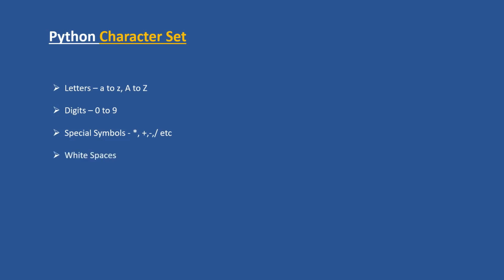Then we have white spaces. White spaces include one white space, tab space, and new line. All this comes under the white space category. And then we have other characters, where Python can process the ASCII code, ASCII value, and also Unicode characters. How to get the ASCII values for a particular character, we will see later. But as of now, everything comes inside this character set.